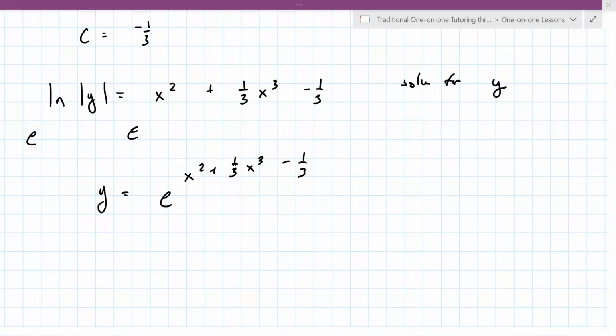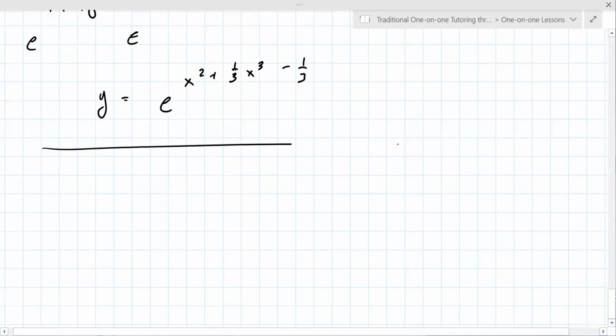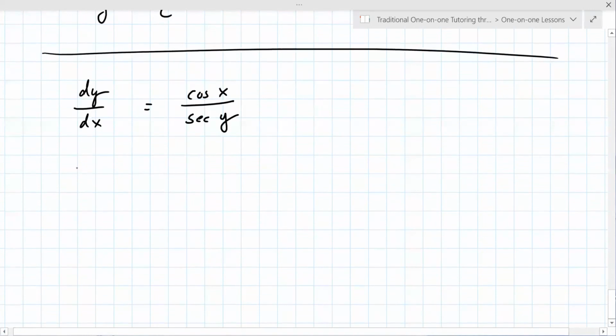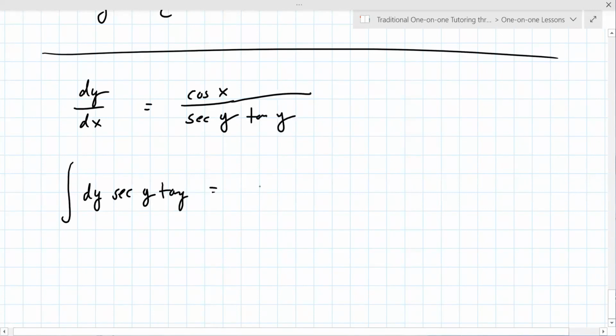I don't recommend that, but you have to be really comfortable moving things around. Like we didn't do one with any trig functions, but let's say, I know I said I wouldn't, but I'll do it anyway. Let's say it was dy dx equals cosine x over secant y. So this would become integral dy secant y, actually, let me go secant tangent y over here. So secant y tangent y equals integral dx or cosine x dx. Like that's possible.